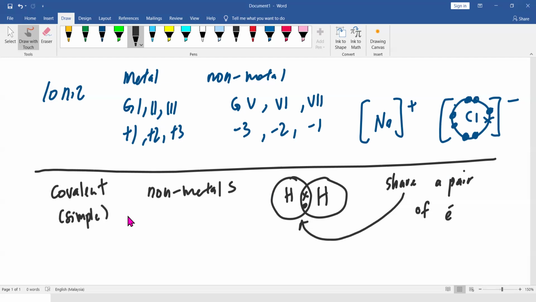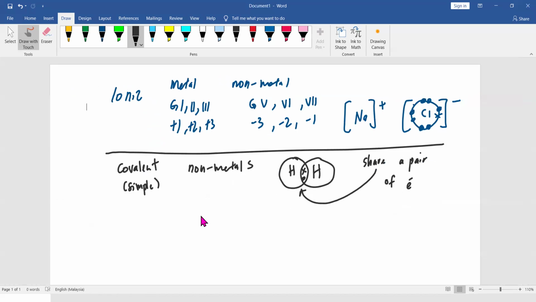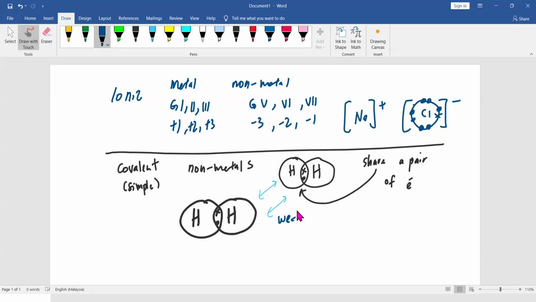Okay, now what we have learned is when they share electrons, that's it. This one whole thing is one molecule. And another molecule shares a pair of electrons. But between the molecules, is there any strong forces of attraction? No. Remember, it is weak. Weak intermolecular forces of attraction.